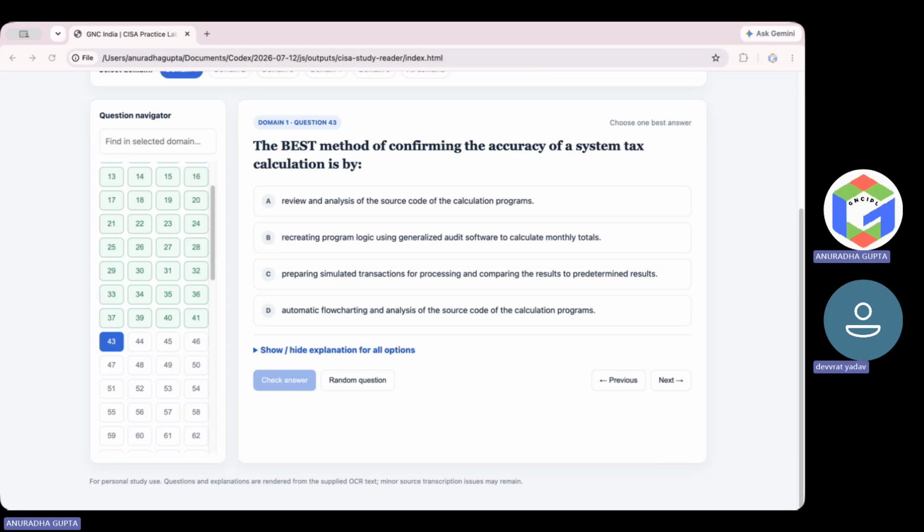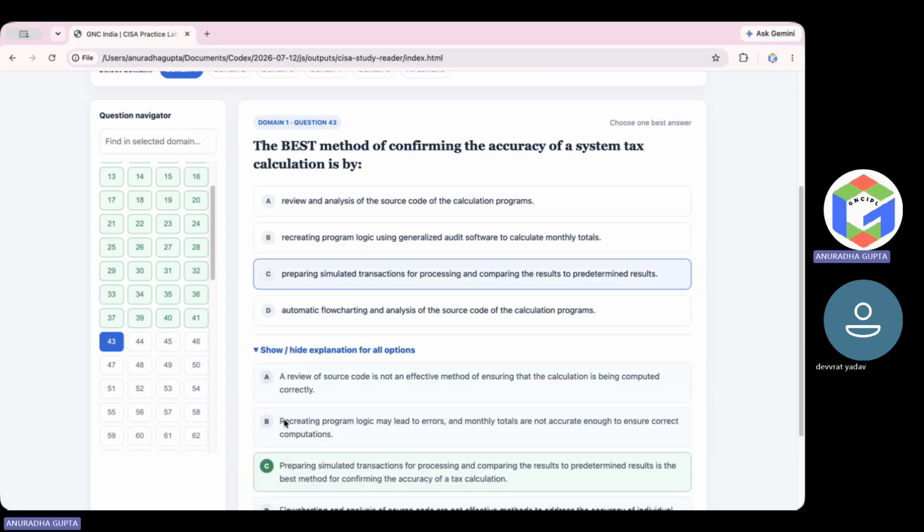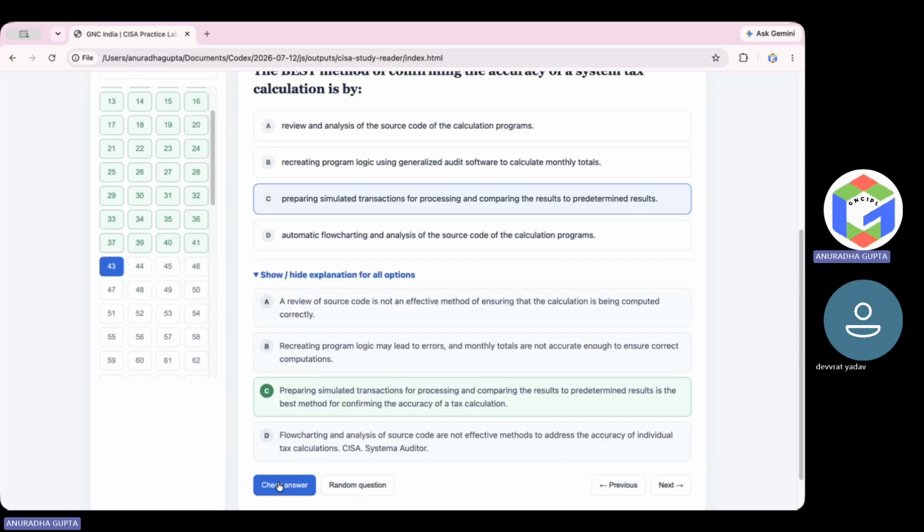Automatic flowcharting and analysis of the source code of the calculation program. Flowcharting and source code analysis are not effective methods to address the accuracy of the taxation, and it is again stating about working on the source code, which is not required as per the question scope. Okay, so C, let's check C. C is the best one.